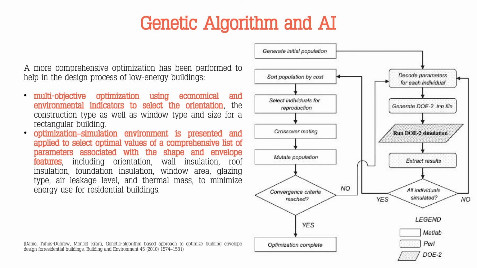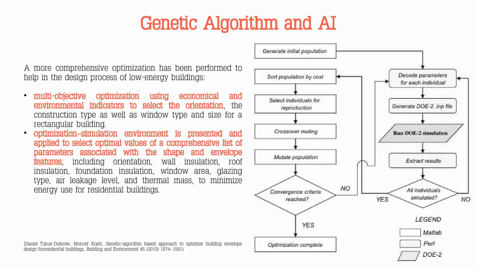First point is the multi-objective optimization using economical and environmental indicators to select the orientation. The second point is that an optimization simulation environment is presented and applied to select optimal values of a comprehensive list of parameters associated with the shape and energy features. But much more interesting is the right side of the slide, which illustrates the logic diagram which is able to generate the optimization.